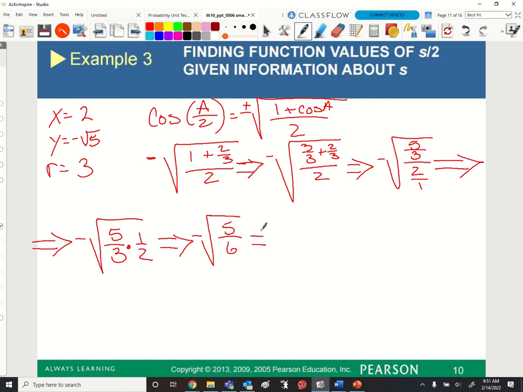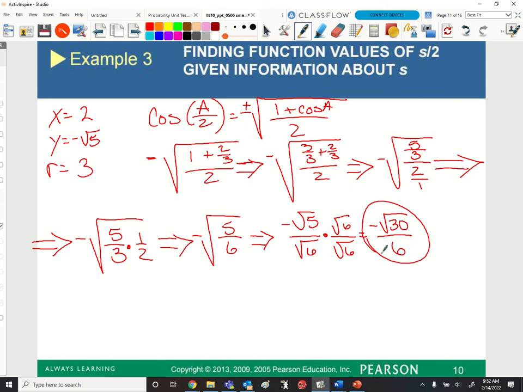By rationalizing, it is negative radical 5 over radical 6, and square root of 6 over square root of 6 gives me negative square root of 30 over 6. So this is just for my cosine. It looks like a lot of steps, but I'm going step by step so we're not losing any items or skipping any steps, because this is a process, so you don't lose anything. All right, so we got the cosine out of the way. The next one is going to be the sine.